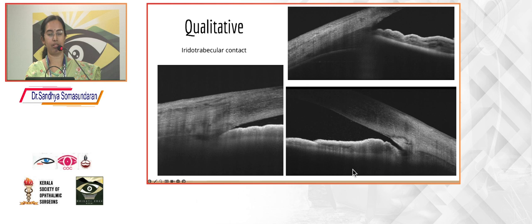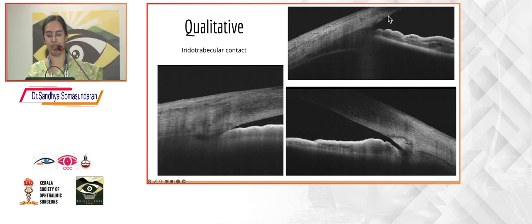Actually, the first important step whenever you analyze an ASOCT is to identify the scleral spur. So here, as I said, it is very difficult to identify the scleral spur in this image. But you can identify this hyperreflective area, that is the BEL, and this is the trabecular meshwork. You can see the iris is in contact with the trabecular meshwork, so there is iridotrabecular contact in this ASOCT.